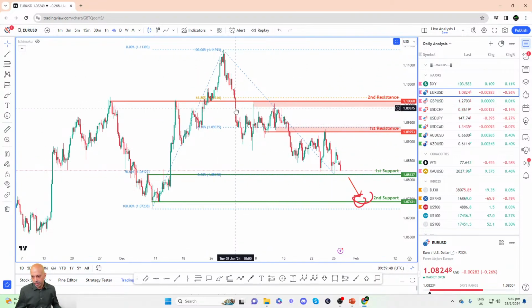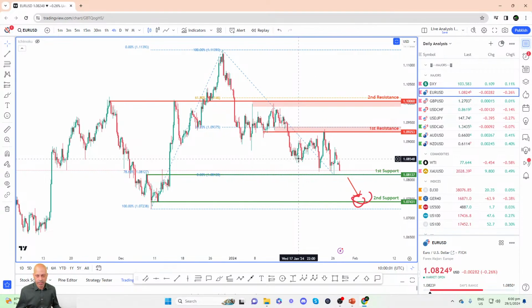It fell sharply in the beginning of January, then consolidated for the next week or so before dropping sharply again, and it has proceeded to consolidate once more from the 17th of January, right? So from the 17th of January till now, roughly, price has been consolidating within these two levels. All right, so we've identified the first and second support. Let's look at the resistance.